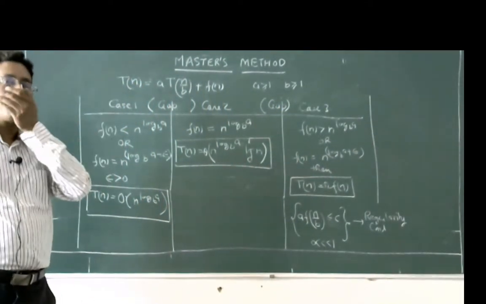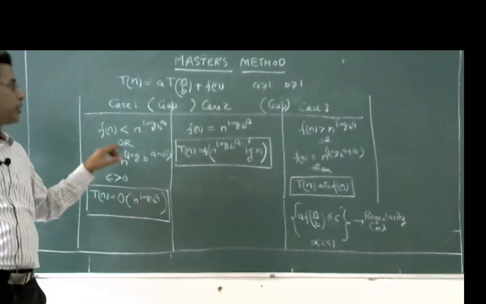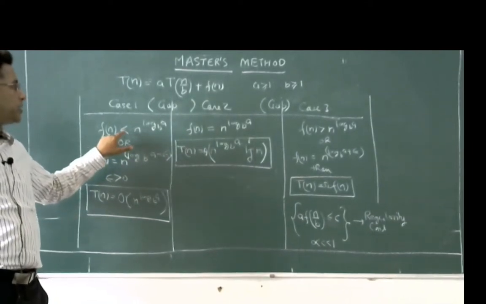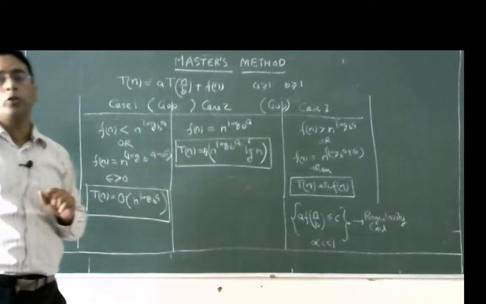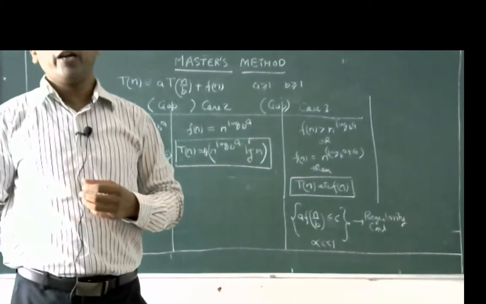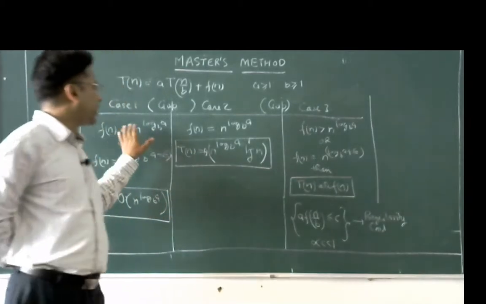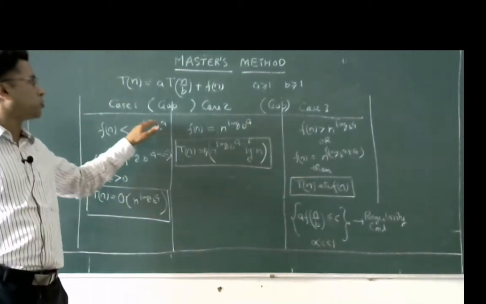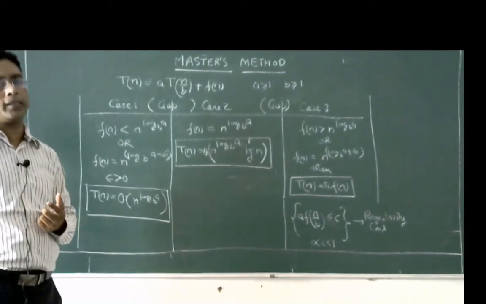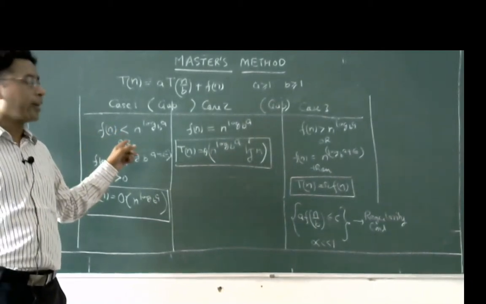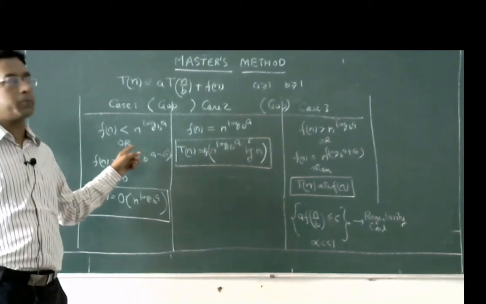What is the gap? The gap here refers to the conditional check: n raised to the power log A base B, which means f(n) should be polynomially larger. If f(n) is less than n raised to the power log A base B, but it is not polynomially smaller than this, then the case cannot be satisfied using Master's theorem.